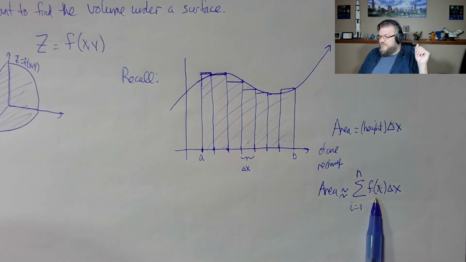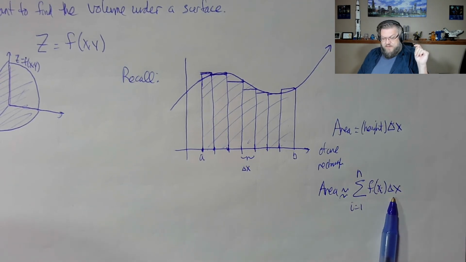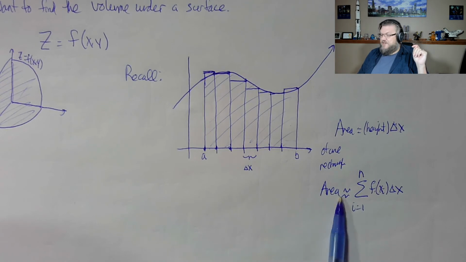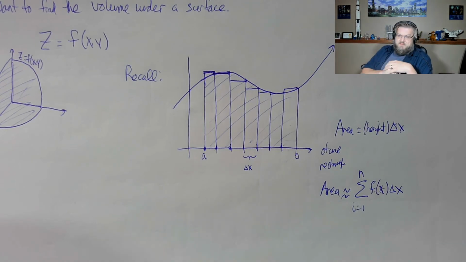These represent the function heights. These represent the width. Together, this is the area of a single rectangle, and I want to add up the n rectangles that I have, and that area should be close, approximately equal.